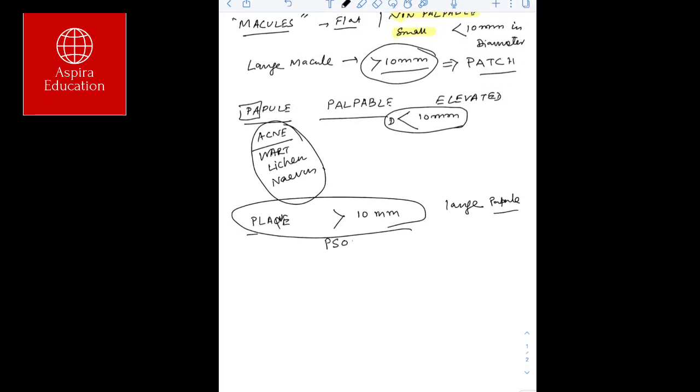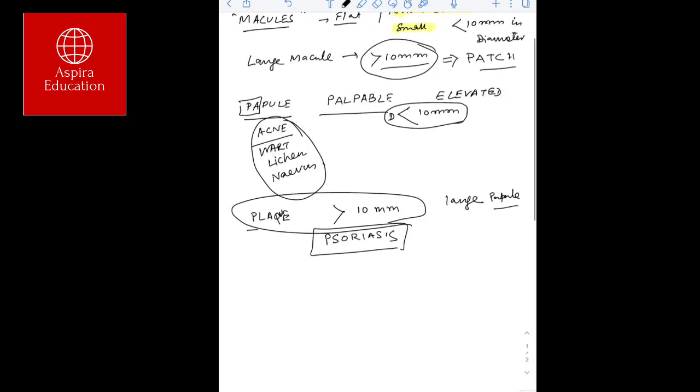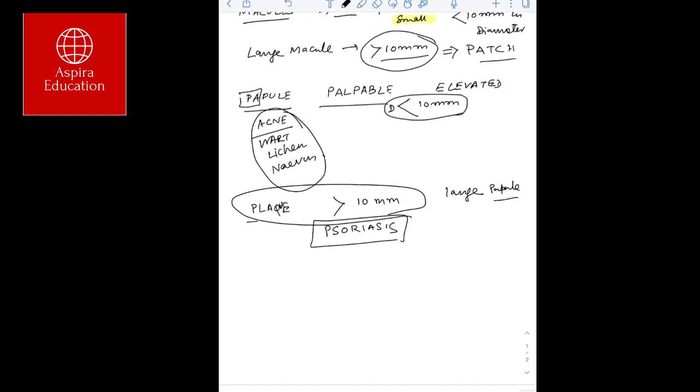Where can we find it? Yes, psoriasis. That's the very important and pathognomonic place where we can find a plaque lesion.